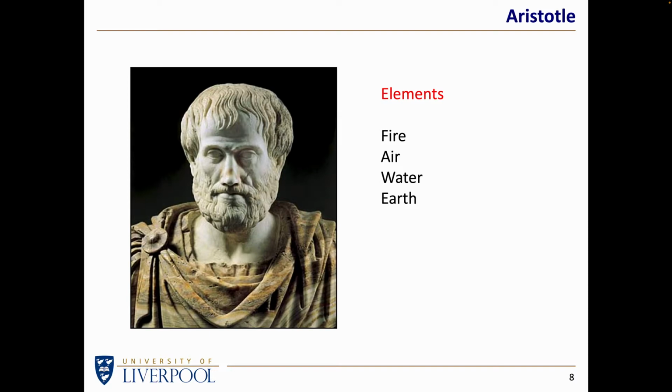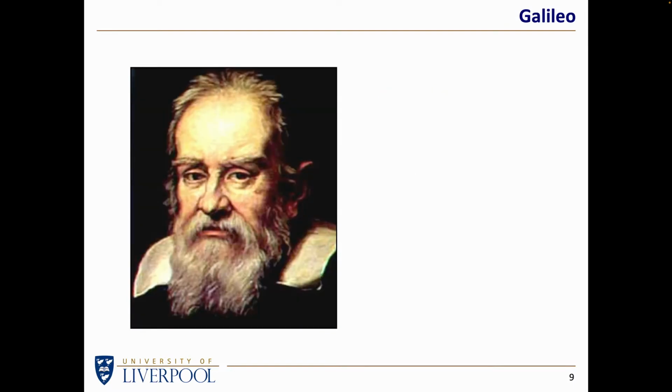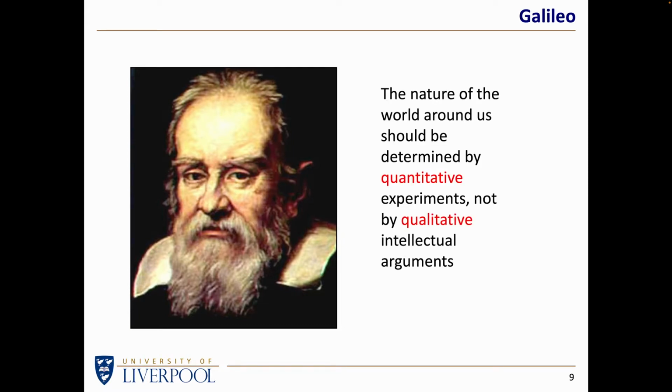It's only a question of just juggling the amounts of each of those four elements, and that will create everything we see around us. A nice idea, but just a little bit too simplistic, as the bottom line is, it doesn't work. Along comes scientists a few centuries later. Galileo was the first to really say we should be thinking about experiments. We should be trying to find out what the world is made of by using quantitative experiments, not qualitative intellectual arguments.